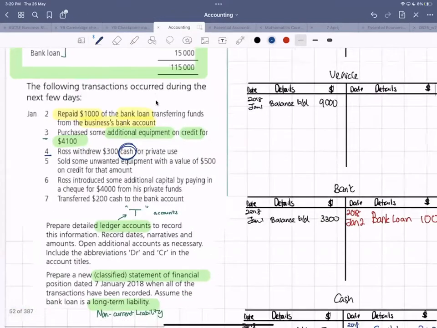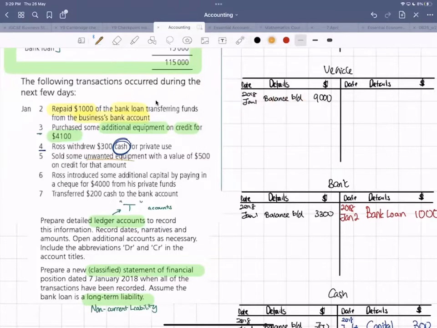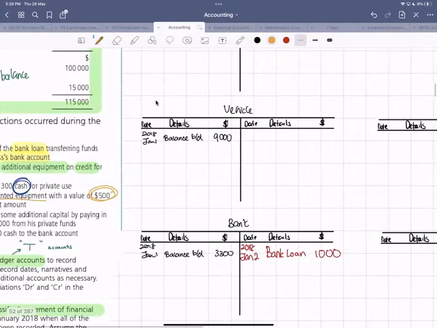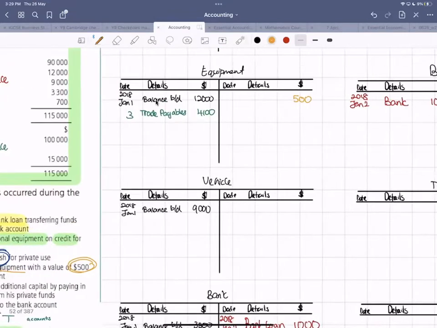So done. Next one on the 5th. We have to look here. Sold some unwanted equipment, $500 on credit. On credit, again, now we are selling it out. So we're going to use our equipment. We're going to sell out $500 worth of equipment on the 5th of January, 2018. People that owe us money are called trade receivable.